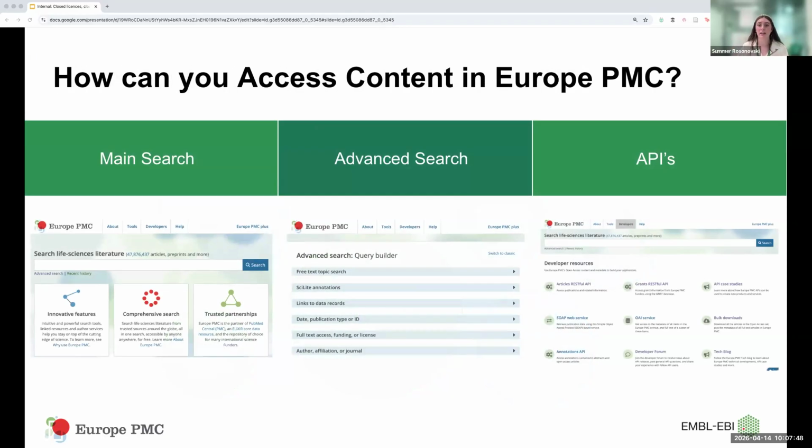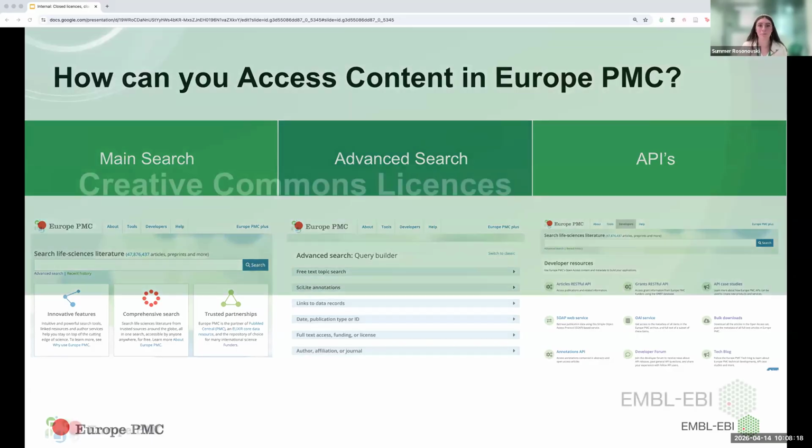So you can access content in Europe PMC using the main search bar on the website, and this allows you to use keywords and phrases. You can also go into our advanced search, and this allows you to build more complex queries to run more specific searches, find those key bits of information that you're looking for potentially in the methods and in the results. And you can also programmatically access this content using Europe PMC developer resources, and this allows you to do bulk downloads and also utilize our APIs.